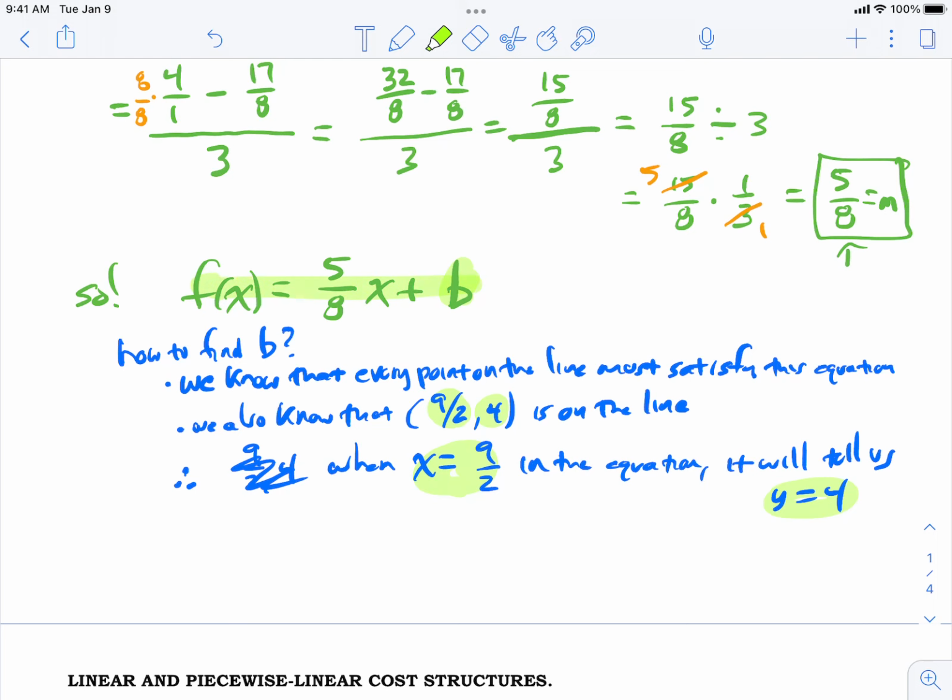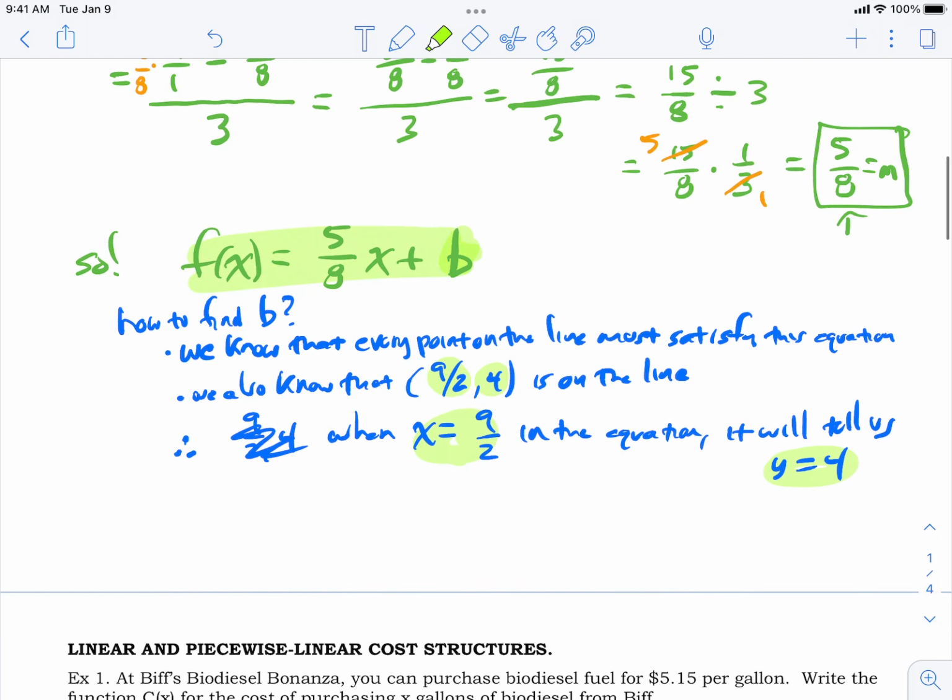On this equation, this is the equation of the line, or it's supposed to be. So when we plug in x equals 9/2, we should get y equals 4. So I'm going to make sure that happens. So here I go. 5/8 times x, x is 9/2, plus the b that I don't know yet is going to be 4. This is how we can get our b.